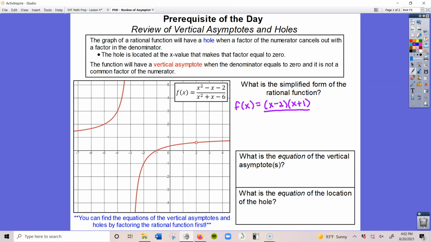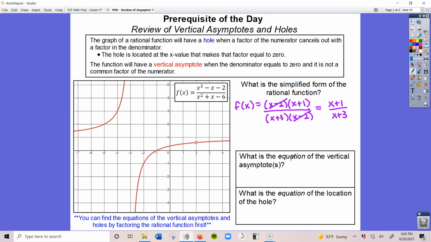So now we're going to look at the denominator, x squared plus x minus 6. When we factor, we're looking for the two numbers that would multiply to give you negative 6 and add to give you 1. So our factors here would be x plus 3 and x minus 2. When we look at our rational function, we look for any common factors. We have the x minus 2 in both the numerator and the denominator, so they would cancel. So my simplified form of this rational function would be x plus 1 over x plus 3.